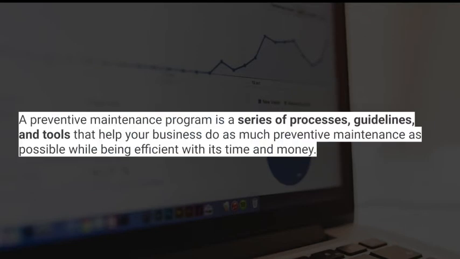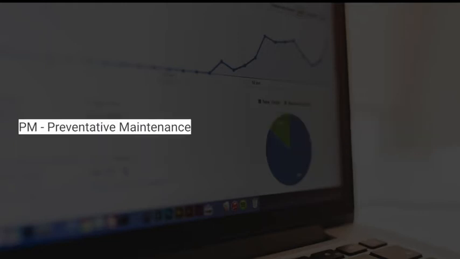Then there was the word PMP. So PMP stands for Preventative Maintenance Program, which is a series of processes, guidelines, and tools that help your business and facility do as much preventative maintenance as possible while being efficient with your time and money. So if you see the word PMP out there, sometimes it can stand for Project Management Professional, but in the FM world, it stands for Preventative Maintenance Program. PM, you're going to see the word PM. It doesn't mean you come in to work in the afternoon. It means preventative maintenance.